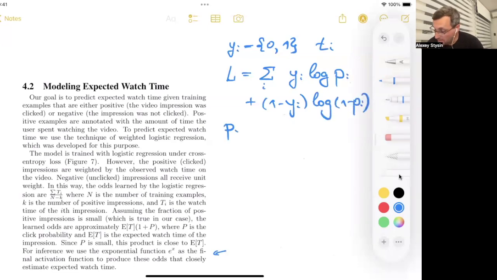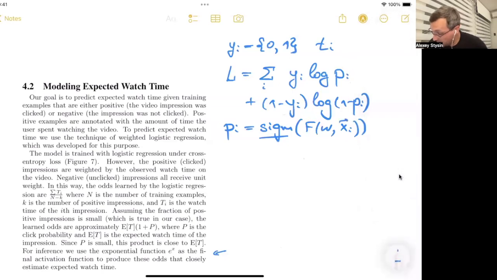And the pi is this model, which would typically be a sigmoid. This is like the final layer activation function, the sigmoid applied to the output of the neural network, which we're going to call f. And that f depends on the weights of the neural network w and the features of this example xi. And of course, the task of the learning procedure is to come up with a good or maybe optimal set of weights of the neural network.